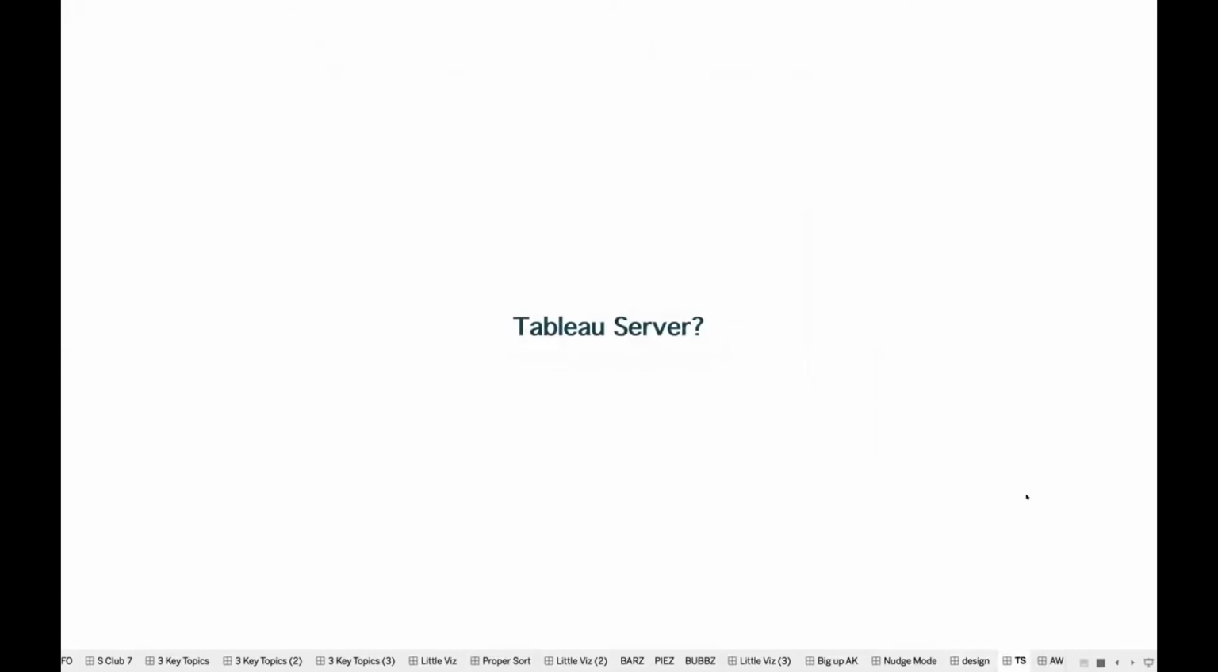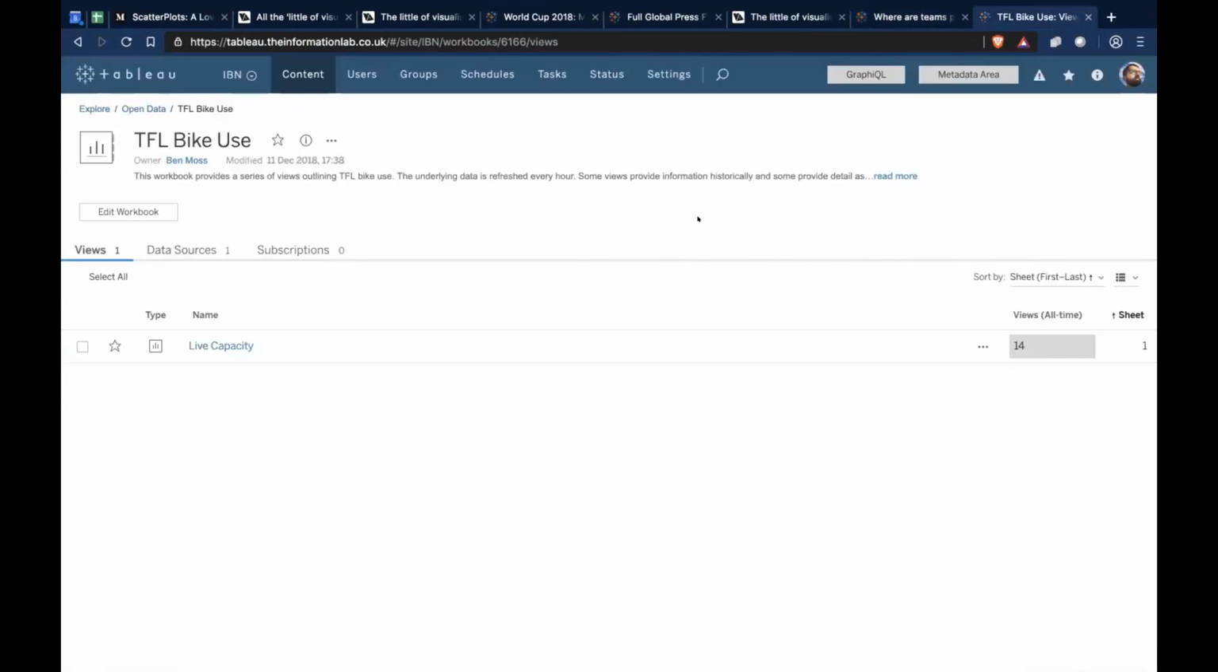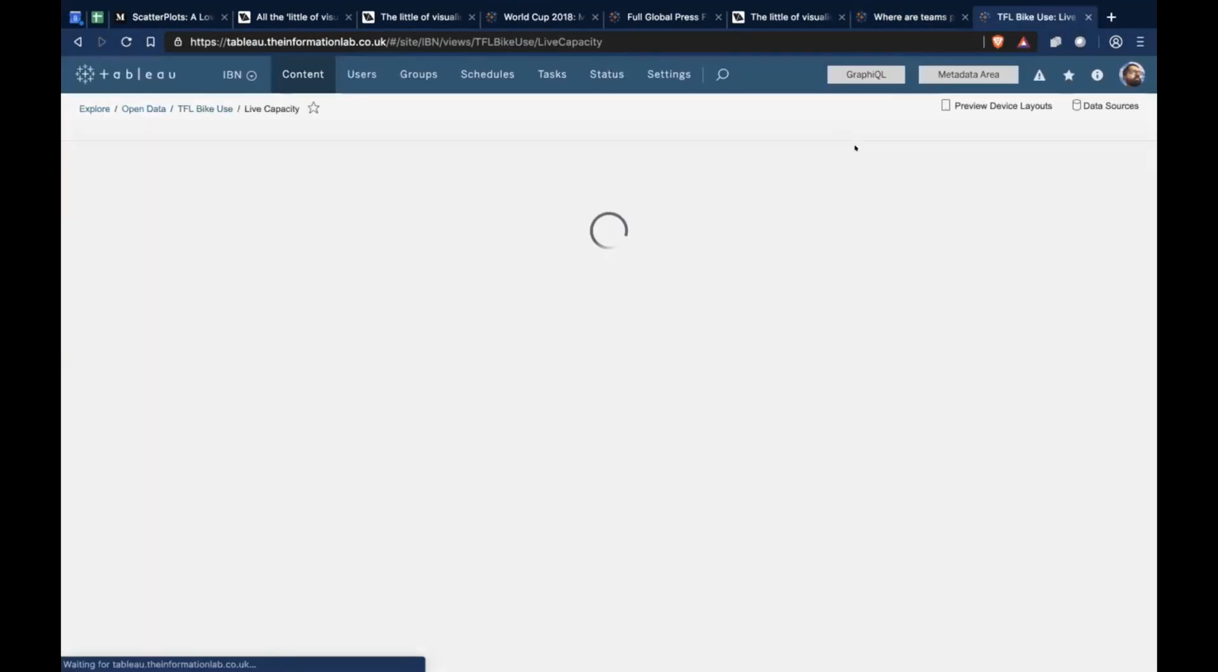Now, what about Tableau Server? So we're the Tableau community. We want to bring this back to Tableau, and how can we nudge people to start using Tableau Server? And my example on here is to use views.